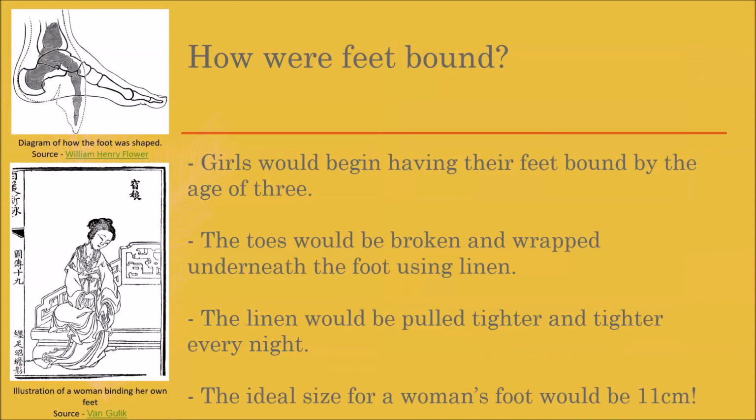So girls would begin having their feet bound by the age of 3. The toes would be broken and wrapped underneath the foot using linen, a very, very painful and inhumane process. The linen would be pulled tighter and tighter every night, and the ideal size for a woman's foot would only be 11 centimeters long, which is tiny. And you can see the diagram in the top left. That's how the foot originally looked, and then that's how it was shaped. And then we have an illustration of a woman binding her own feet.